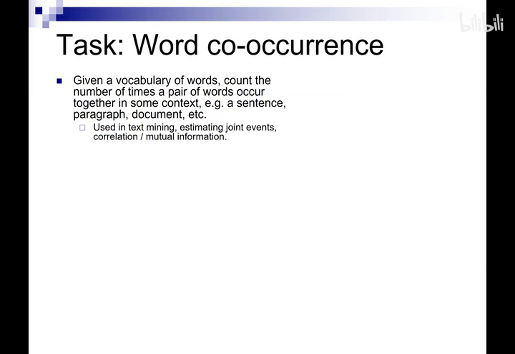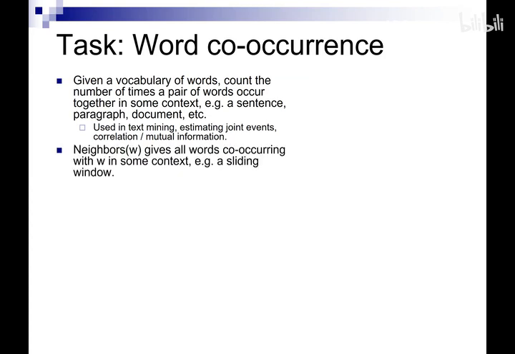So the basic idea is that if these pairs of words occur together in a sentence, for example, then they might be related to each other. Whereas if they don't occur in a sentence together, then they're less related to each other. So we basically want to find out how related certain pairs of words are. And this has a bunch of applications in things like text mining, mutual information, and things like that.